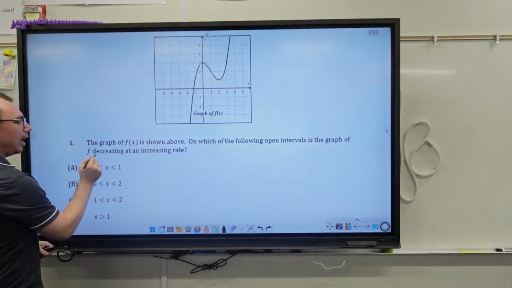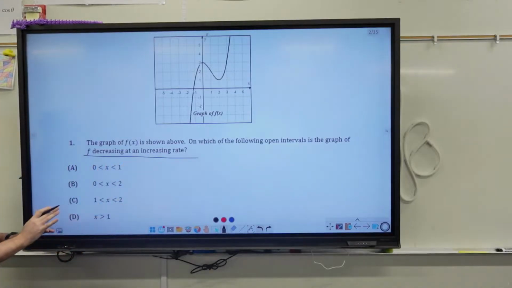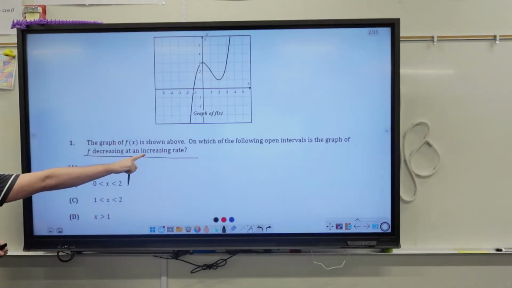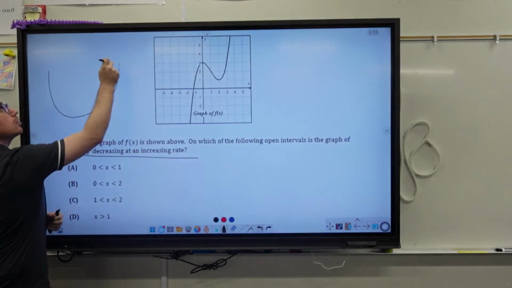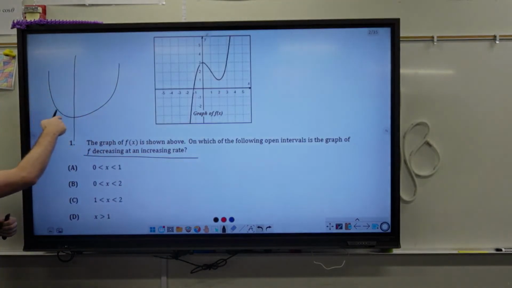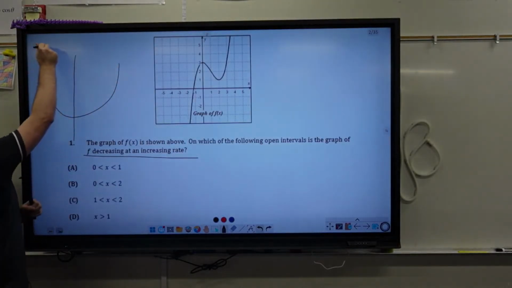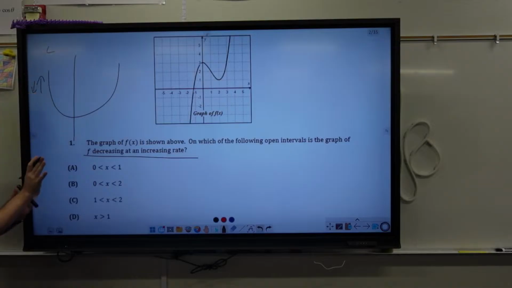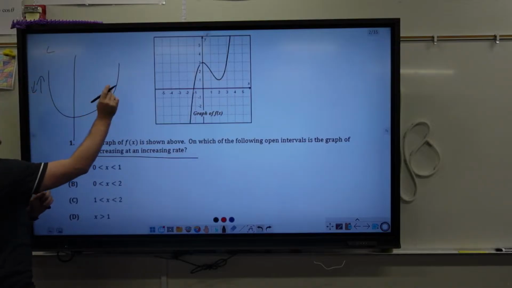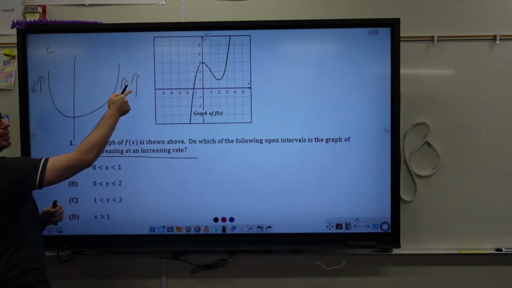Now, anytime we have something that is decreasing at an increasing rate, it has to have an increasing rate, which means it's any of these graphs here. This is an increasing rate graph, where the left hand side is decreasing at an increasing rate, while the right hand side, this version of the graph, is increasing at an increasing rate.